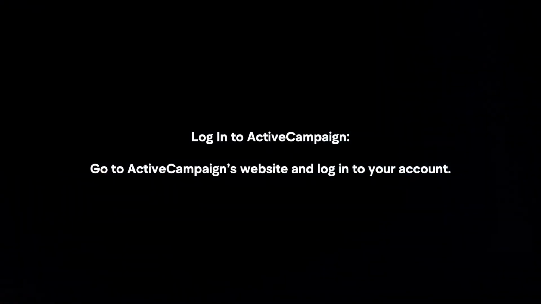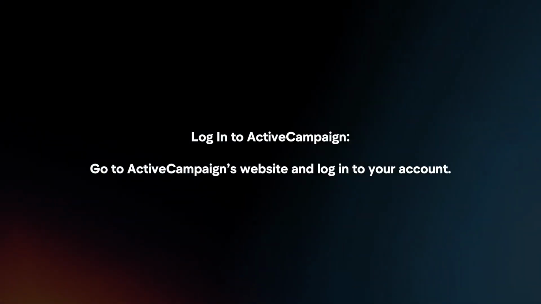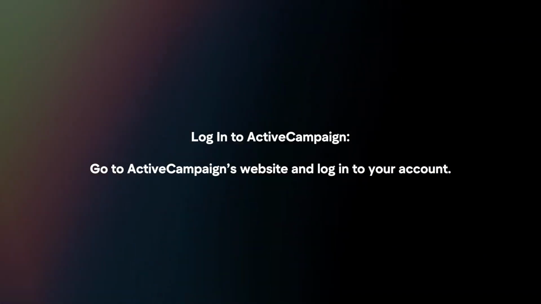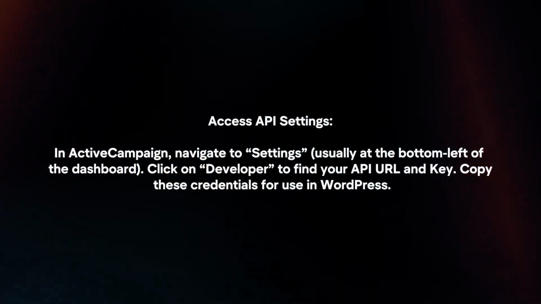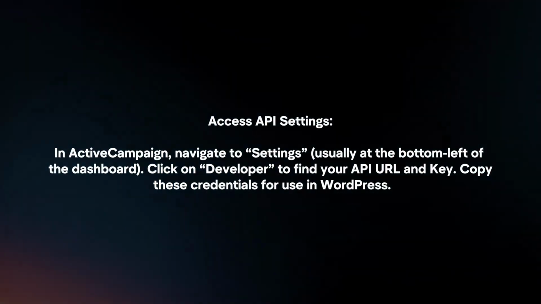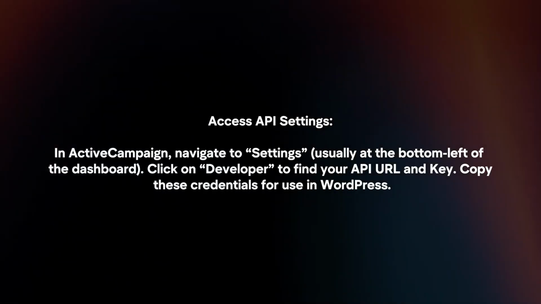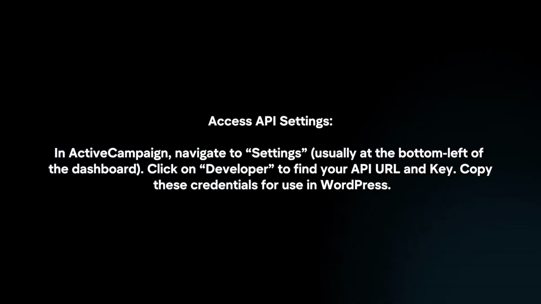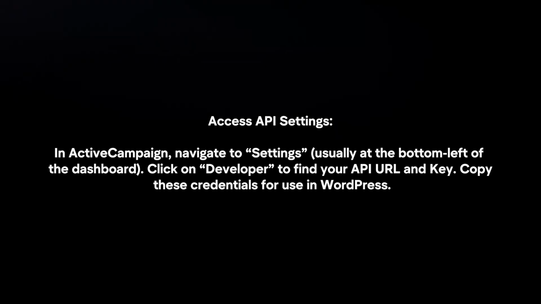Log into ActiveCampaign. Go to ActiveCampaign's website and log into your account. Access API settings. In ActiveCampaign, navigate to Settings. Click on Developer to find your API URL and key. Copy these credentials for use in WordPress.